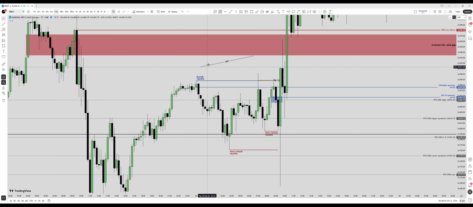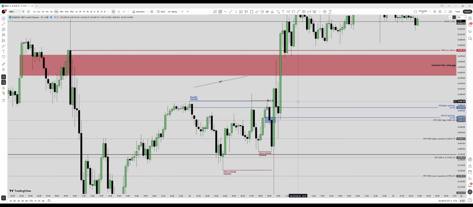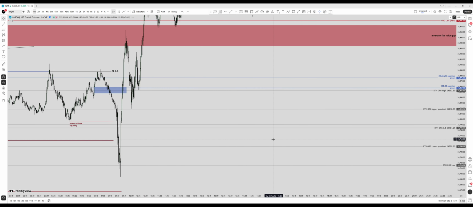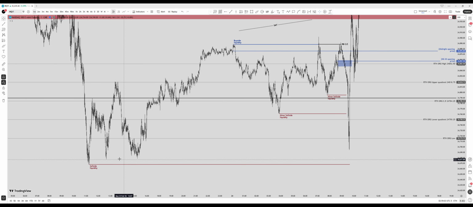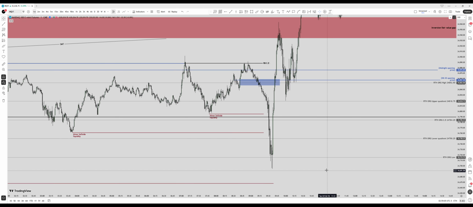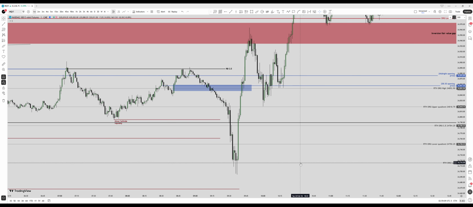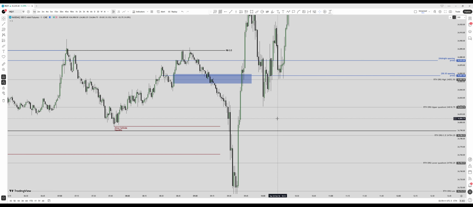Okay, so right here we have a market maker buy model. We took out the high right here on 7 a.m. with an SMT right here. So I was going short on equities, targeting these equal lows, but then ended up on my break even and a partial.